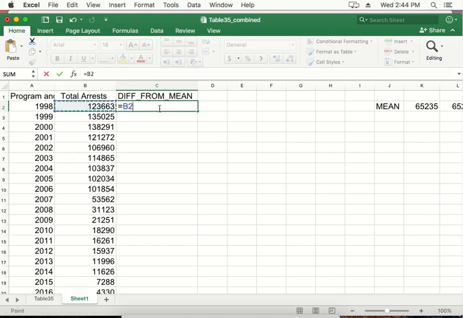I start with an equal sign. I'm going to point to a particular value, hit the subtract sign, and point to the mean. That's the difference between that value and the mean. Now, I want to do this for every single cell. Fortunately, if I copy and paste this formula down, Microsoft Excel is clever enough to actually move the references down.